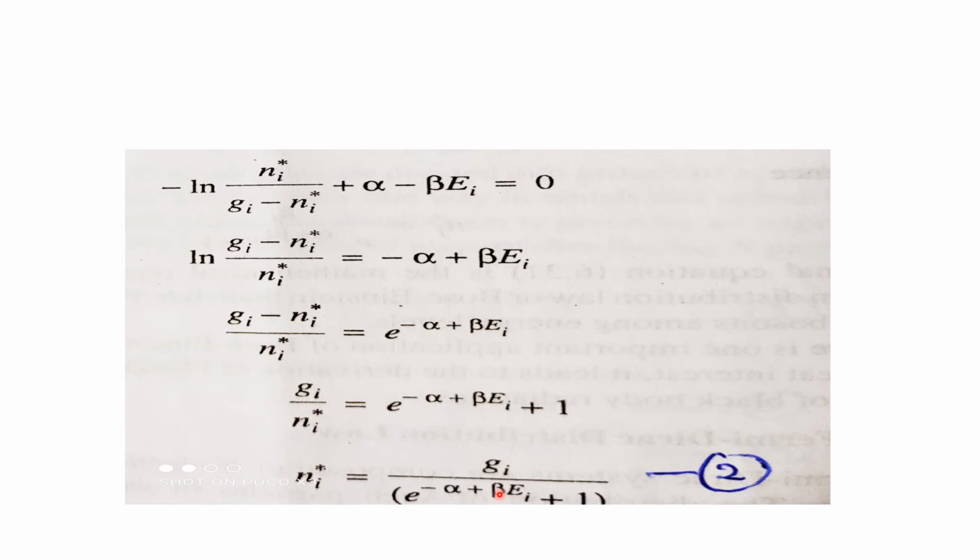That is equation number 2. Equation 2 is the mathematical representation of the Fermi-Dirac distribution law for fermions. It is also known as Fermi-Dirac statistics. It is applied to study thermionic emission, electron gas in metals, semiconductors, etc.